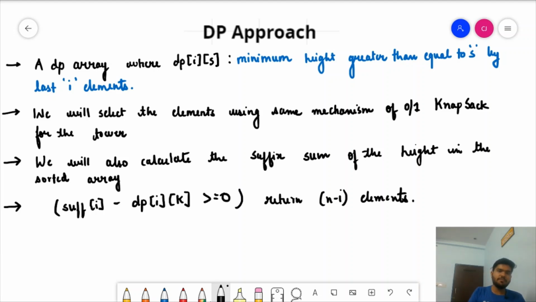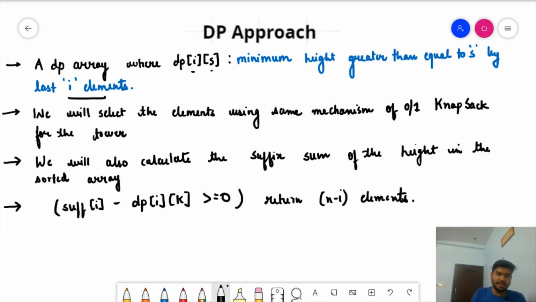So first of all, we'll form the DP solution, the DP array that we require, and the DP of I, S denotes the minimum height greater than or equal to s, which is formed by the last I elements, right? After we have sorted the array, we are taking the boxes of height in a decreasing manner, starting from the right end of the array, that is the largest box. DP of I comma s states that if we take the last I elements, what is the minimum height greater than or equal to s that we can get, right?